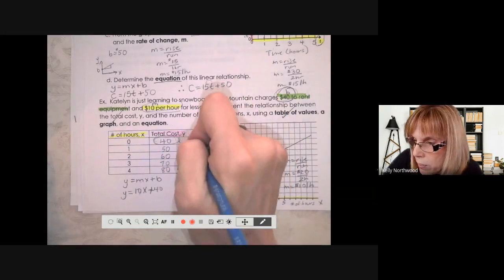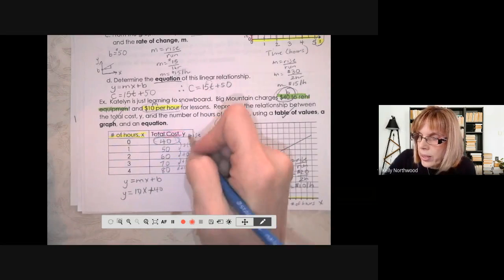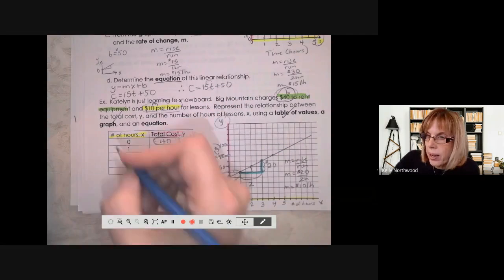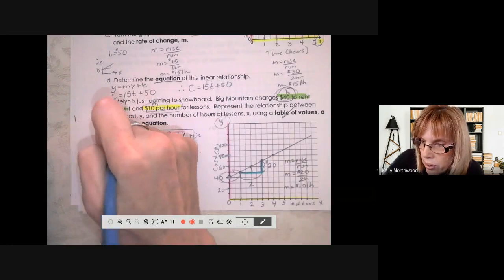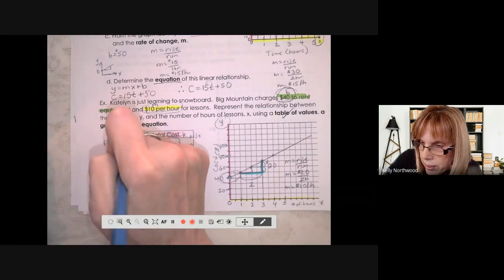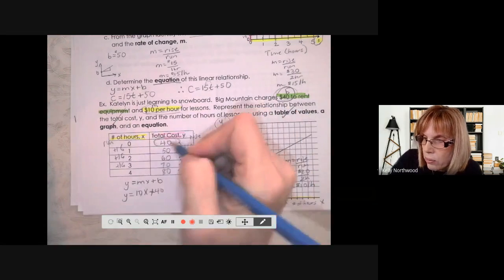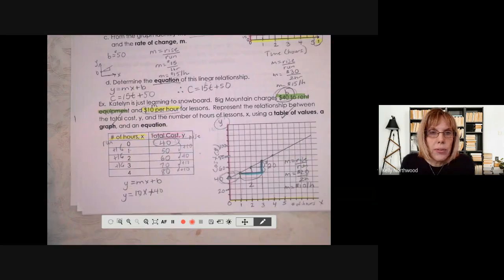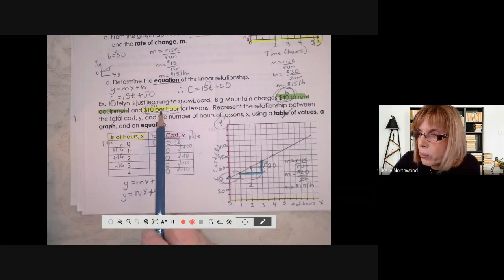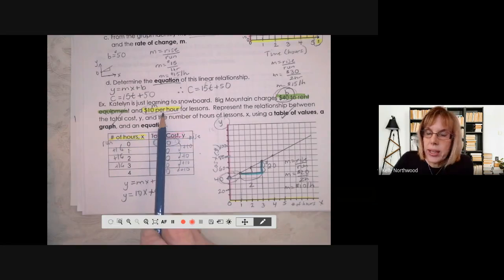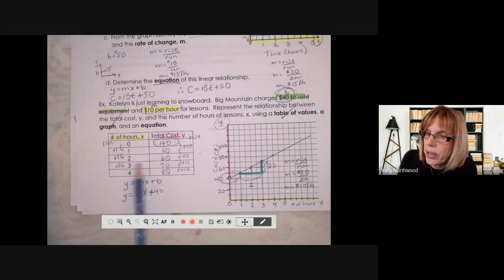Or I could use my table. The second column changes my rise. The first column changes my run. And I can see 10 over 1 is going to give me 10, rise over run. So don't feel worried if you can't pick it out of the question yet. You can always get it from rise over run using the table or rise over run using the graph.